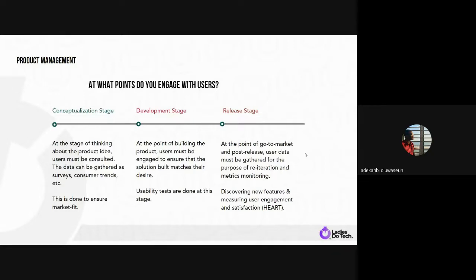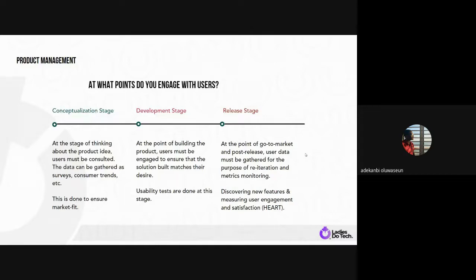Now, at the point of you thinking of an idea, probably you were hired in a startup that intends to create a new product. Or you could even have a scenario where the product has not been properly conceptualized and they're hiring you as a product manager to come in and do the right thing, to help the product grow. So as a product manager, during the conceptualization stage, you want to consult with users. How do you do this?